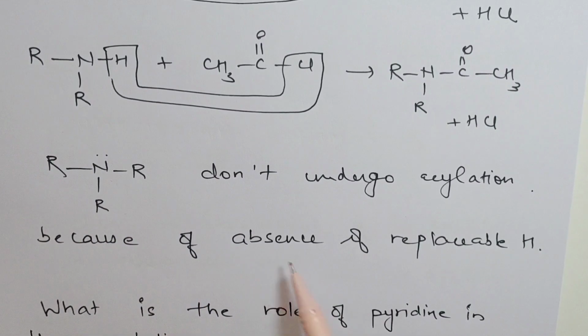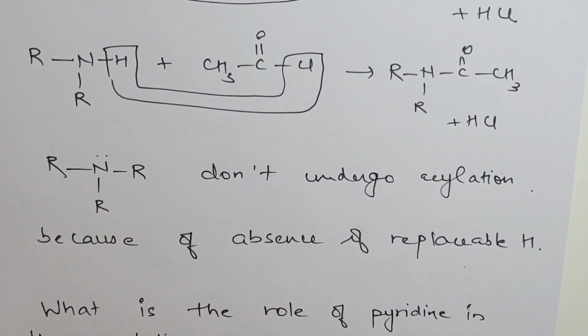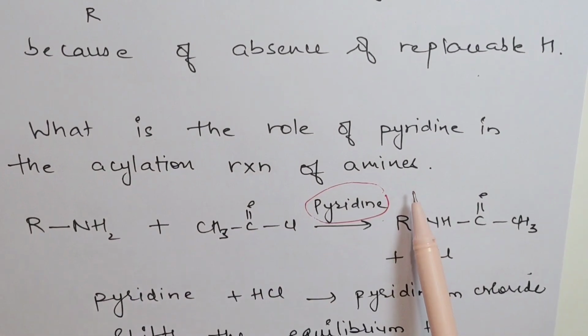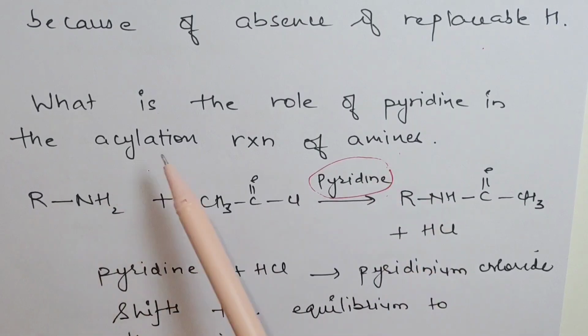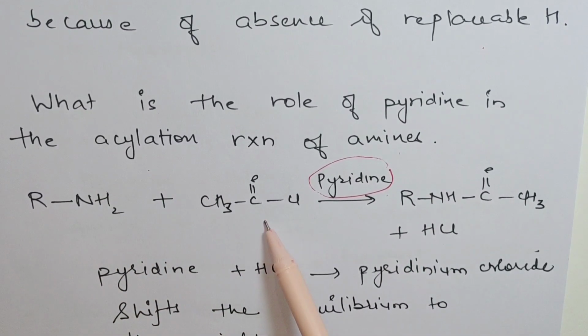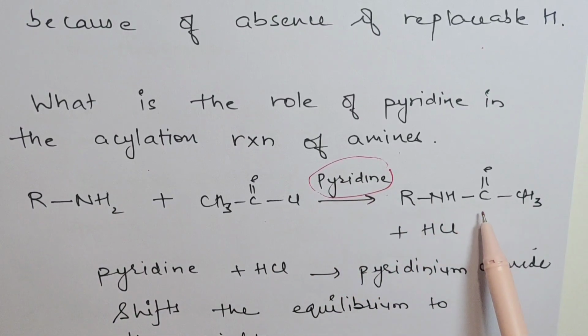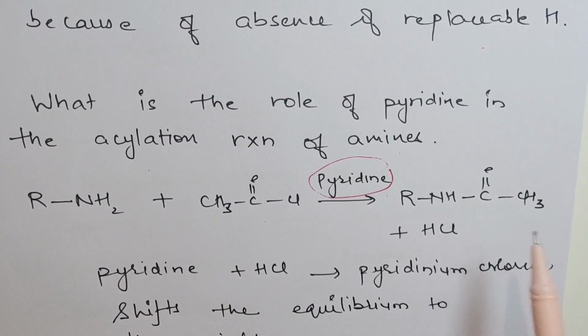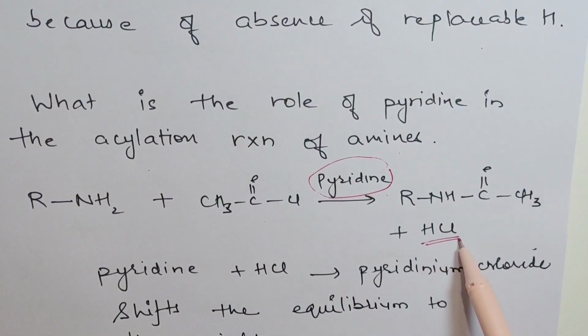So for the reason of absence of replaceable hydrogen, tertiary amines do not undergo acylation reaction. Moving on. What is the role of pyridine in acylation reaction of amines? So this acylation reaction takes place in presence of a base stronger than amines, that is pyridine here, to give amide and HCl, right?